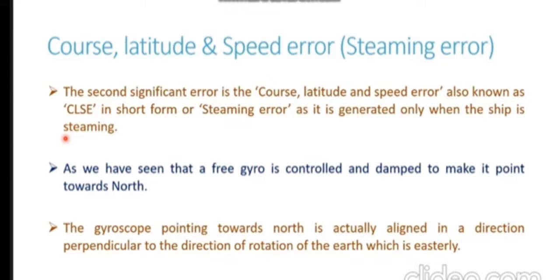Now, what is the cause of this steaming error? We have seen in the explanation of the gyro compass, a free gyro is controlled and then damped to make it point towards north. We use the control precession to control the free gyro, converting it into elliptical motion. We use the damping precession to make the gyro north seeking, converting it into an inward spiral motion and eventually settling it down.